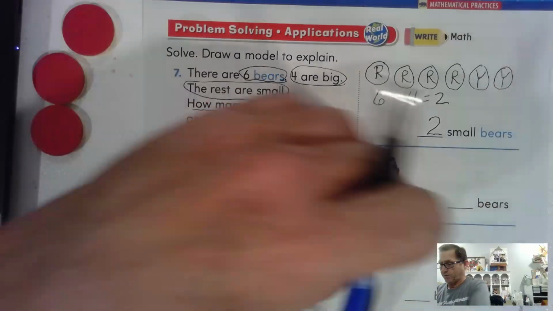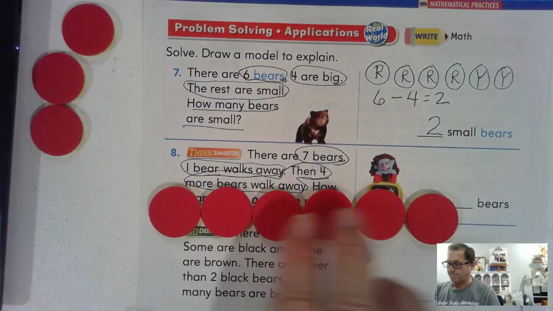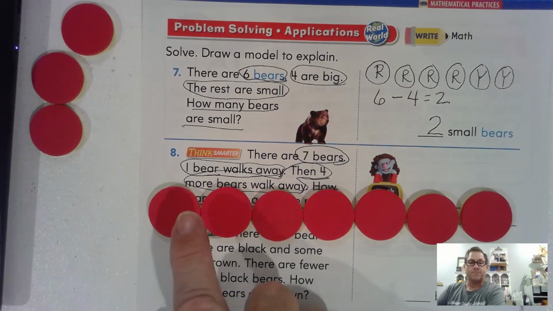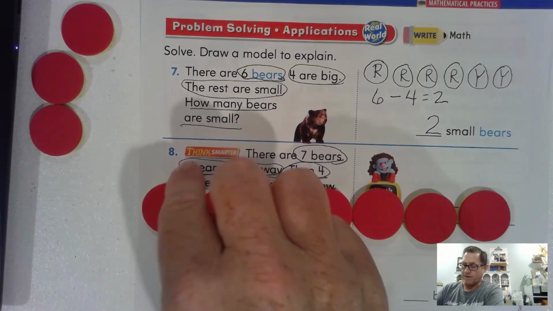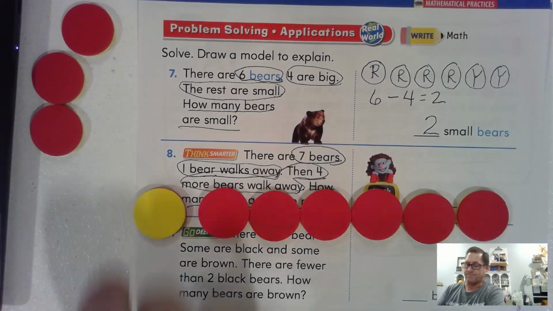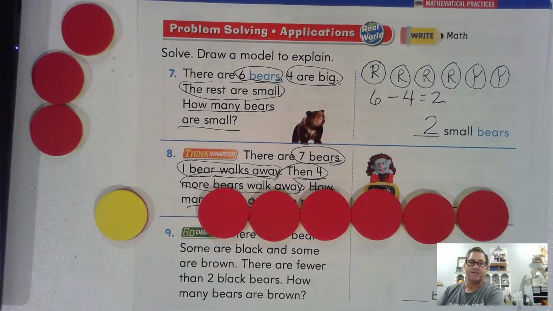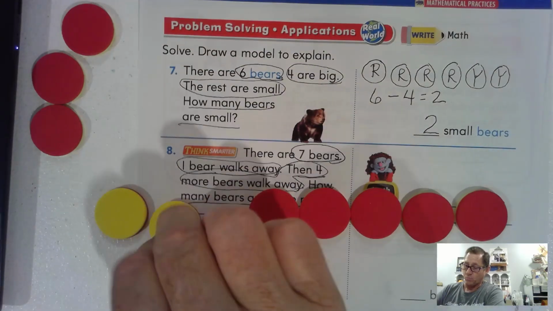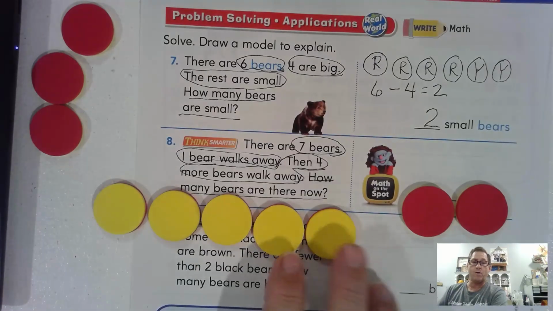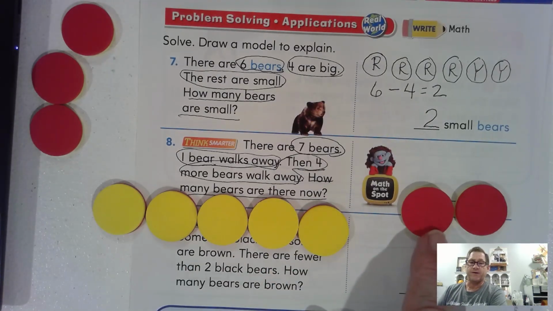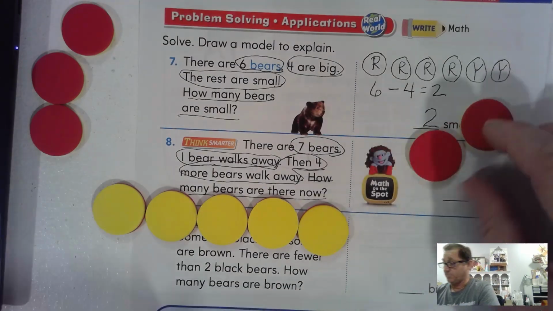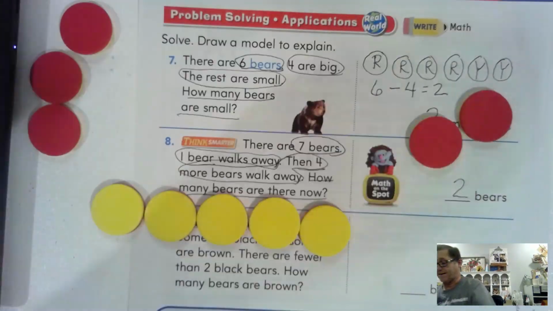Okay, so I'm going to start with 7. Okay, 1 bear walks away. Let's turn that over to yellow. That bear walked away. Then 4 more bears walk away. 1, 2, 3, 4. 4 more bears walked away. How many bears are there now? 2, right? So there's 2 bears remaining.